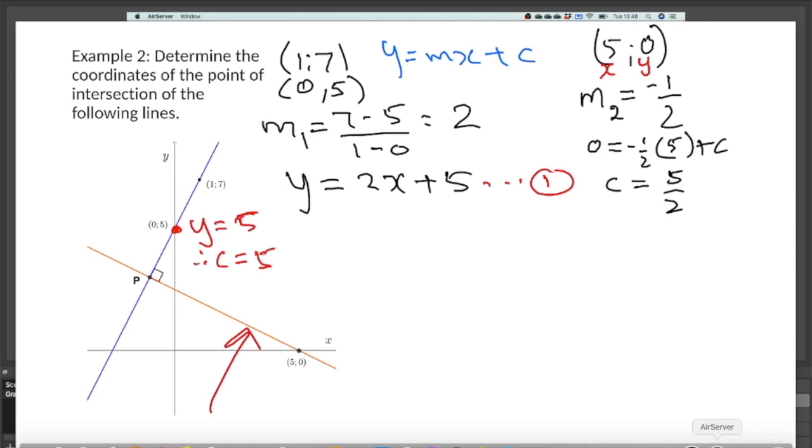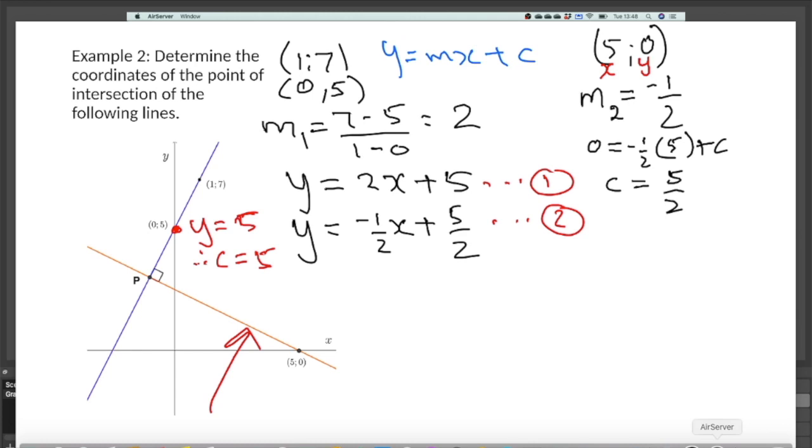Okay, 5 over 2. So what is the equation? The equation is y equals mx plus c. So m is minus 1 over 2, x plus c, but c is 5 over 2. So this is equation number 2. So first of all, we need to work out the equations for these two lines. Then we solve the two equations simultaneously.